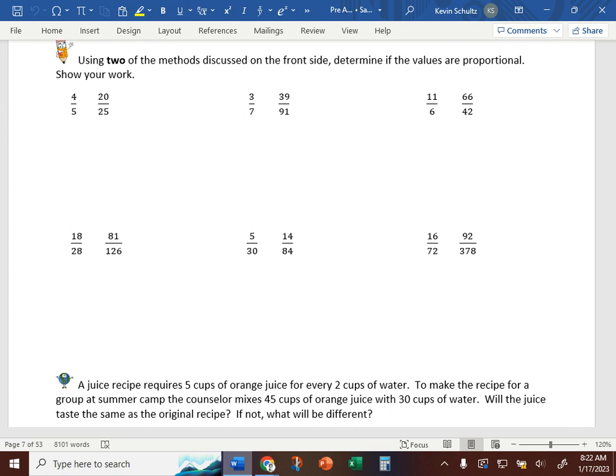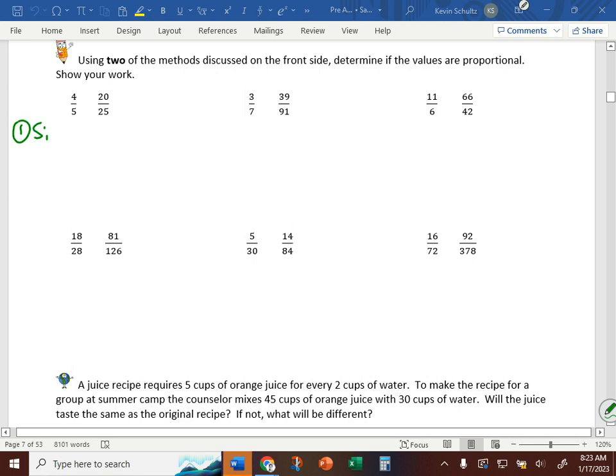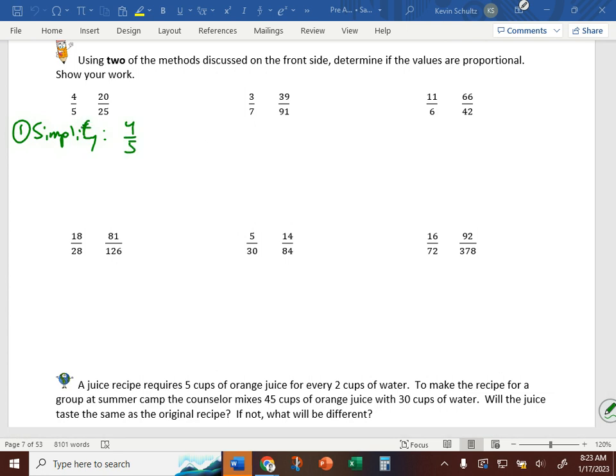So, for 4/5 and 20/25, what is one way that you can determine whether or not these 2 values are proportional? What do you want to use? Yeah. Simplify them. 4/5 is already in simplest form. Okay, so 4/5 is already in simplest form. What is 20/25 simplified to be? What does 20/25 simplify to be?